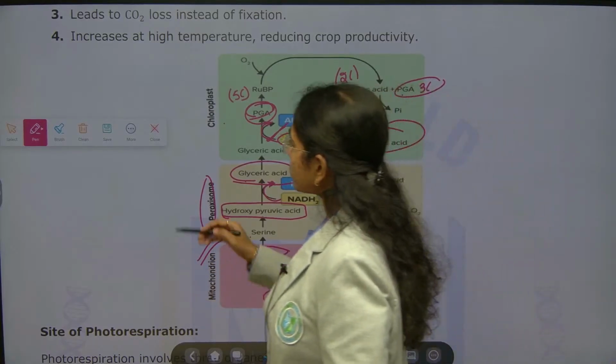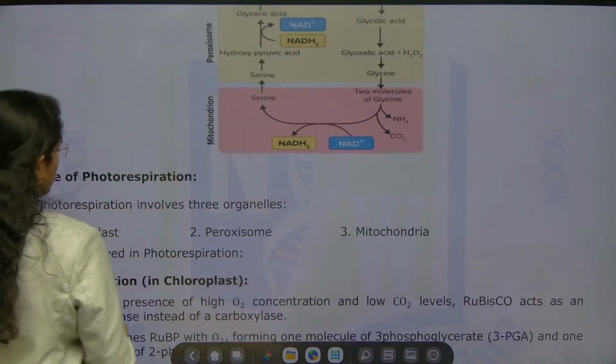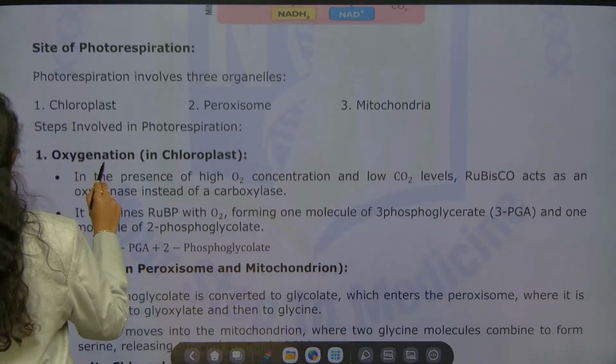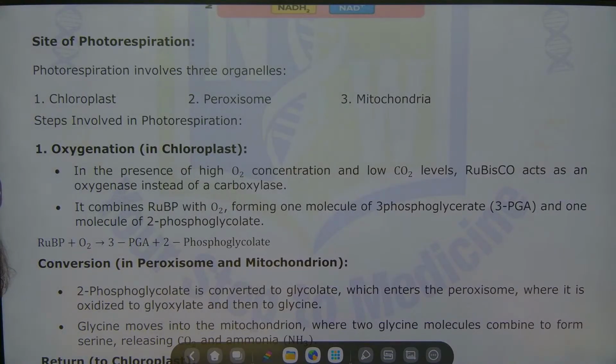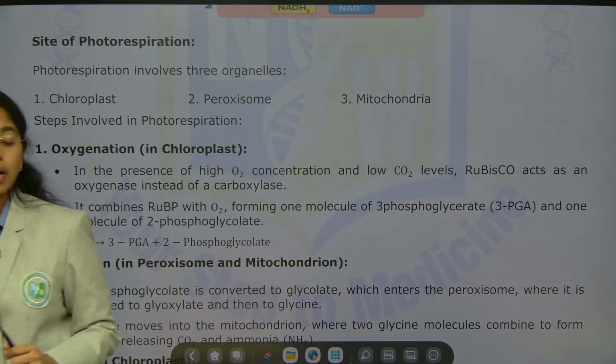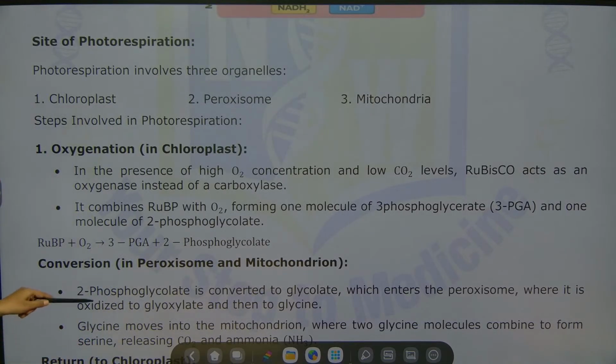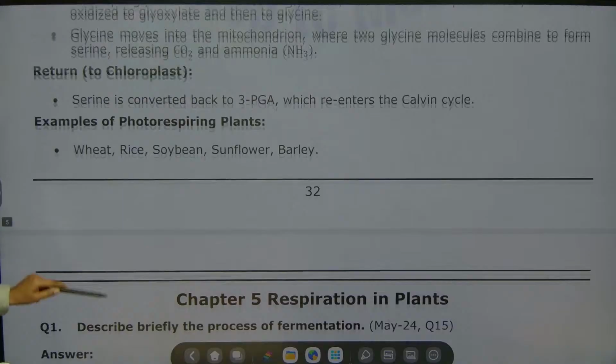Then move on to site of photorespiration. Photorespiration usually occurs in chloroplast, mitochondria and peroxisomes. So this is the complete process.